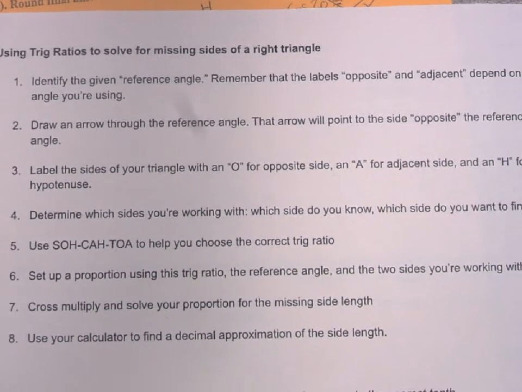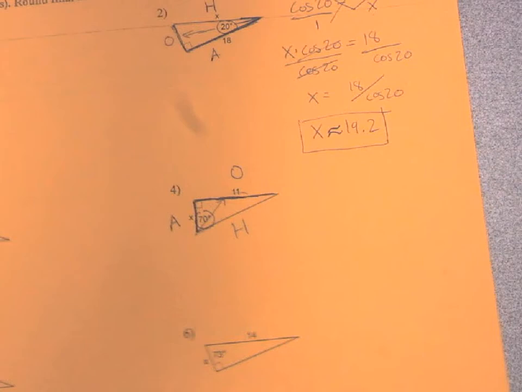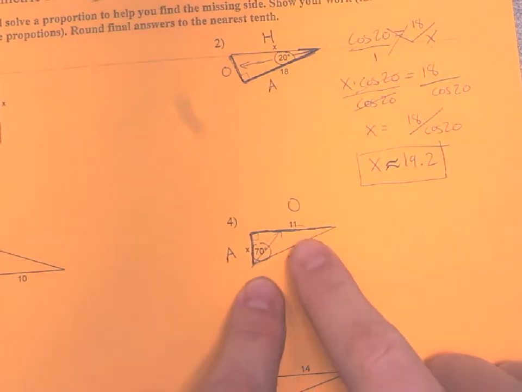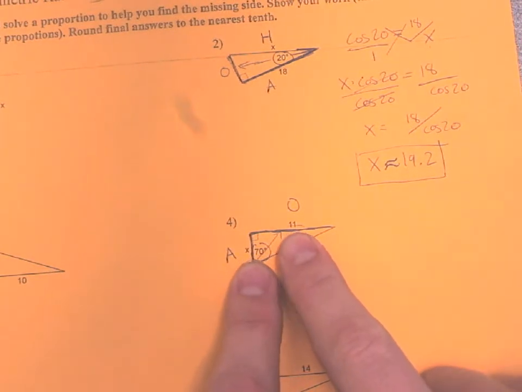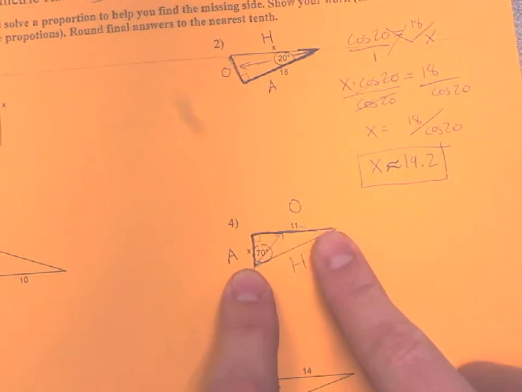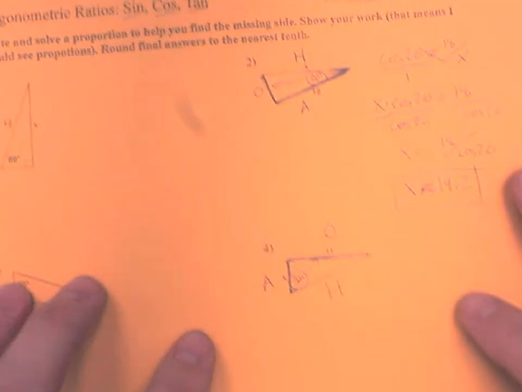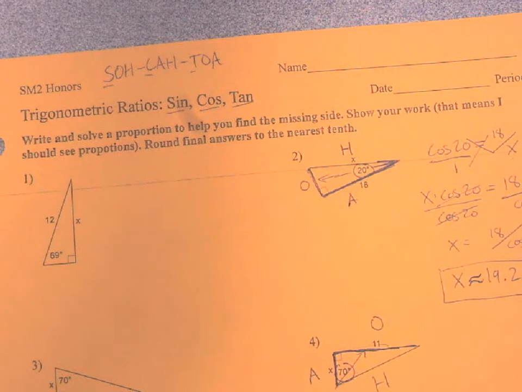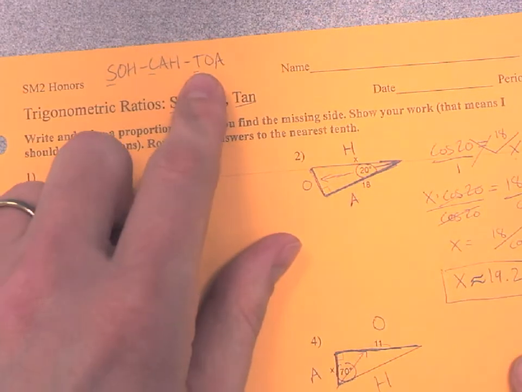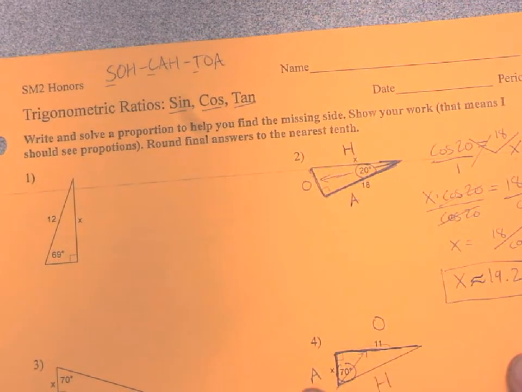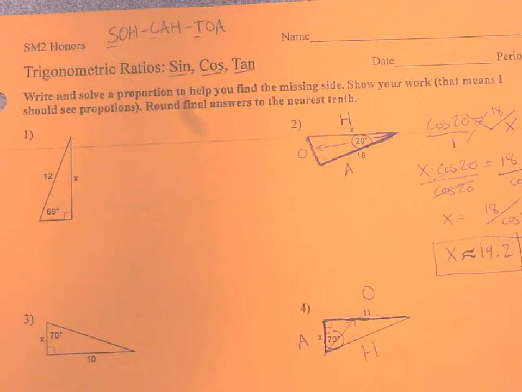adjacent, and hypotenuse. Okay, the next thing we need to do is figure out which sides we're working with. So we have 3 labels, but we're only really interested in 11 and X. So we know O, we want A, we just have to figure out which trig ratio uses O and A. So again, there's this word, SOHCAHTOA. It's like a nonsense word, but if you can remember SOHCAHTOA, you're like, oh, tangent uses opposite and adjacent. Okay, so the trig ratio that uses opposite and adjacent is tangent.